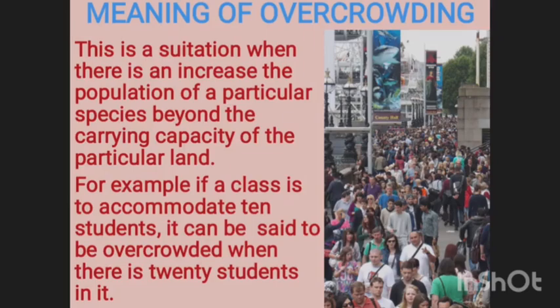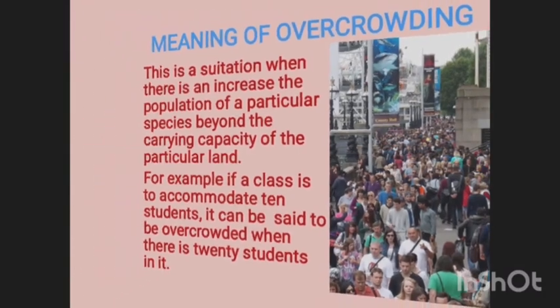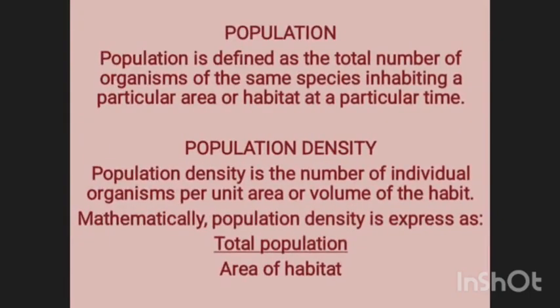For example, if you have a class that can accommodate 10 students, and one way or the other we have 20 students there, we can say that class is overcrowded. So when you have more organisms than the space of land that is left, it's referred to as overcrowding. Let's look at the next one we have there. Let's look at population. What is population? This is defined as the total number of organisms of the same species inhabiting a particular land or habitat at a particular time.